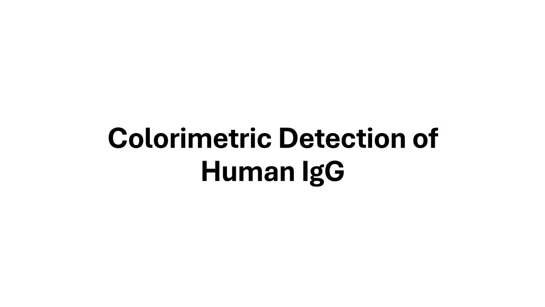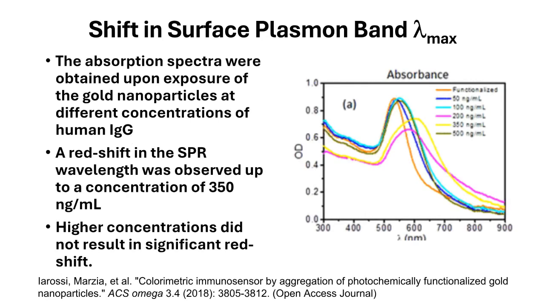This is an example of using UV visible spectroscopy to determine the concentration of human IgG that can be detected based on shifts in the surface plasmon band lambda max position. This is a semi-quantitative study since there is no calibration curve and limits of detection data. It is more precise than naked eye observations, but not as precise as obtaining limits of detection using a calibration curve. In this study, gold nanoparticles were used for the detection of human IgG protein.